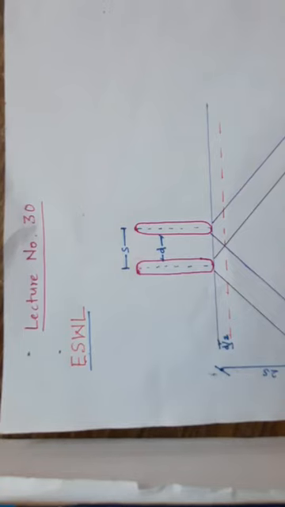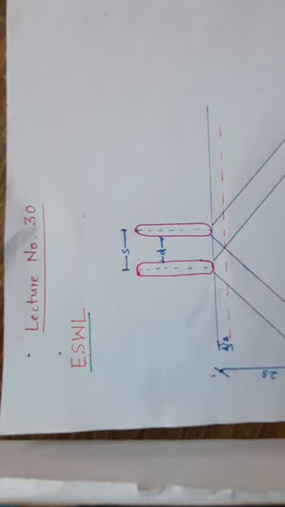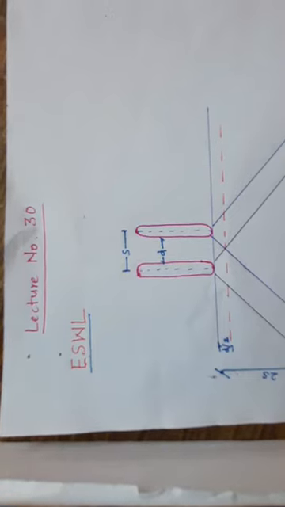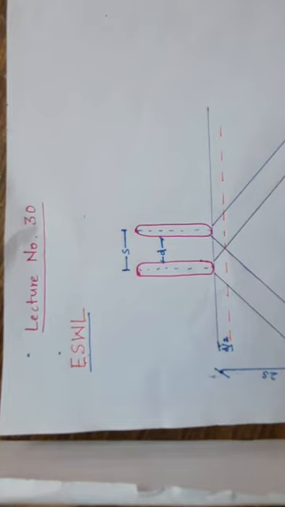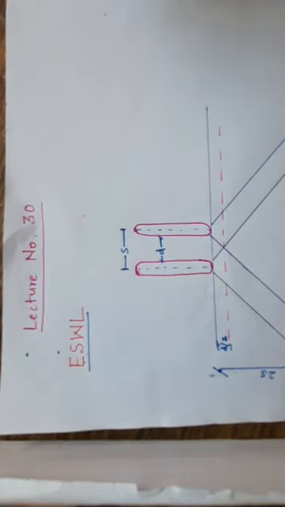Today is lecture number 30 and the topic is ESWL, that is equivalent single wheel load, and this is going to be the last topic of module 3. So this equivalent single wheel load we call it a dual wheel load assembly. Why is this necessary? Let me first clear that.